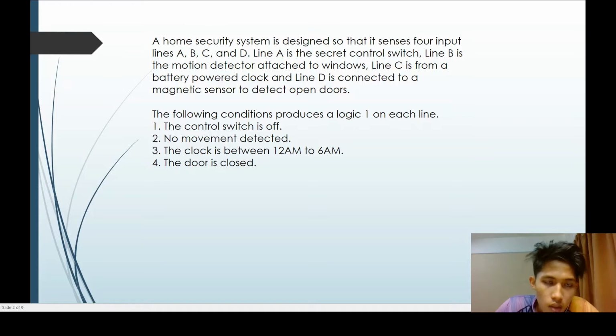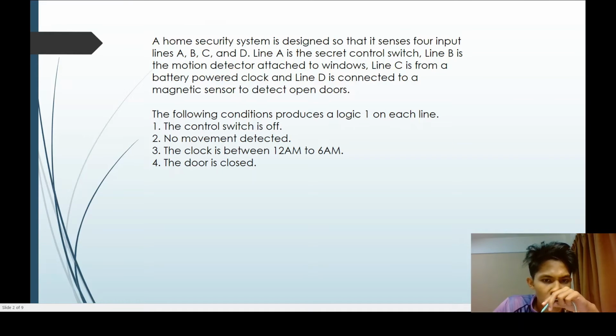So the question is: a home security system is designed so that it has four inputs, A, B, C and D. A is the secret control switch. Line B is the motion detector attached to windows, and line C is a battery power clock, and the last one, D, is connected to a magnetic sensor to detect open doors.